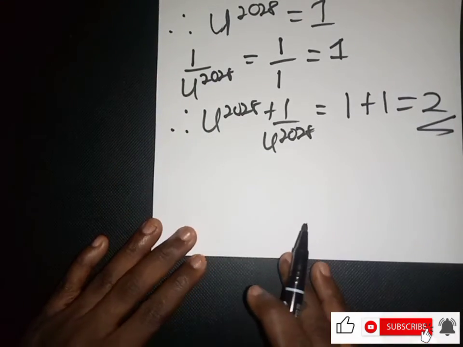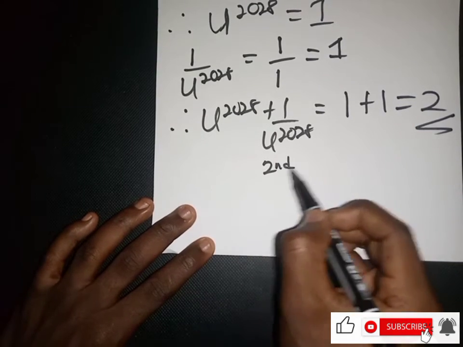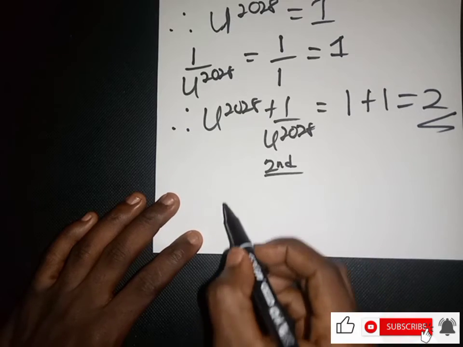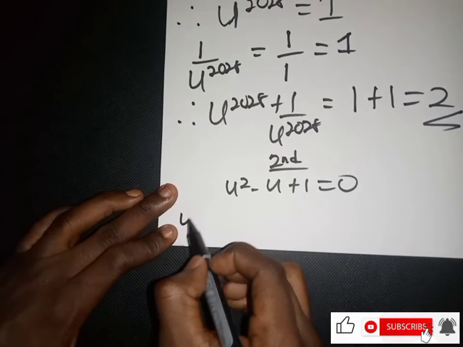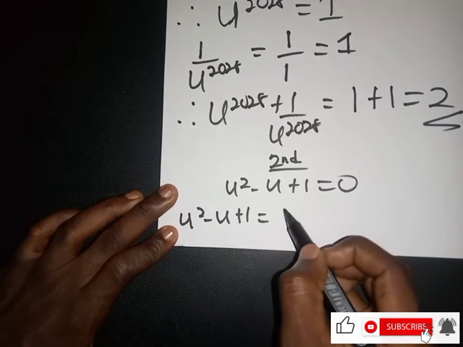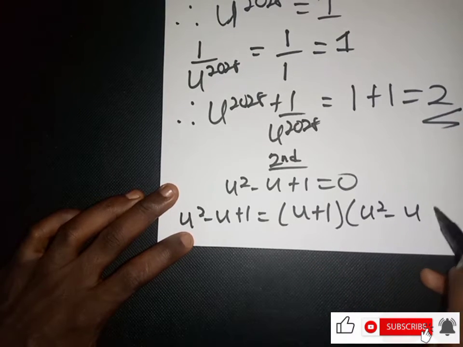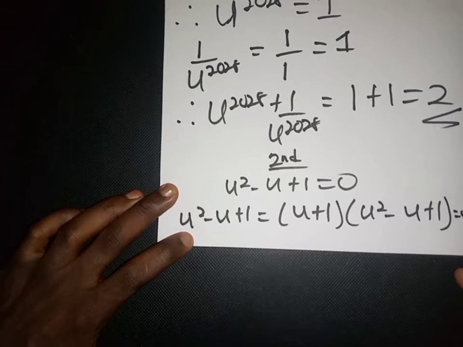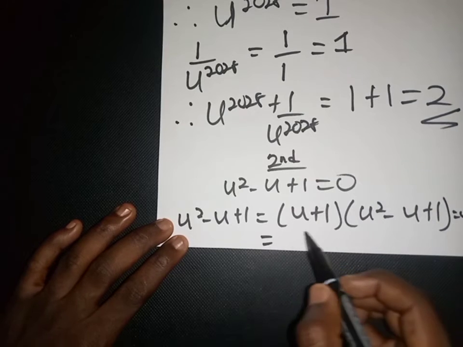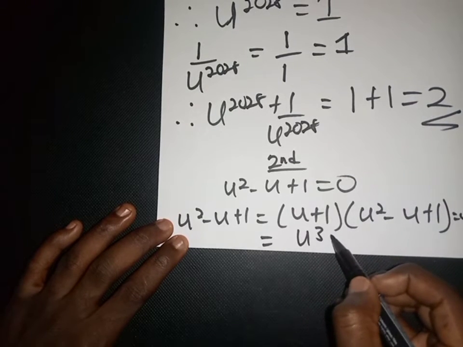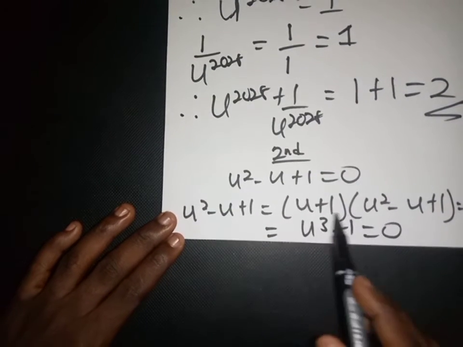Now let's use another method in solving this and see whether we are going to get the same thing, right? So for the second method, what I'm going to do is that we have u squared minus u plus 1 equals 0, and u squared minus u plus 1 can be written as u plus 1 times u squared minus u plus 1, all of that equal to 0, right? Now when we expand the whole of that, we should get u cube plus 1 being equal to 0. That is expanding the whole of that. This is what we are going to get.